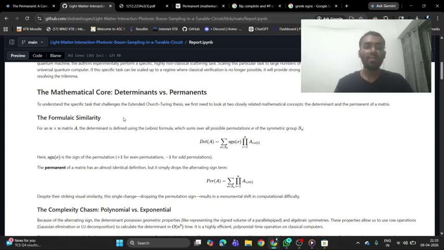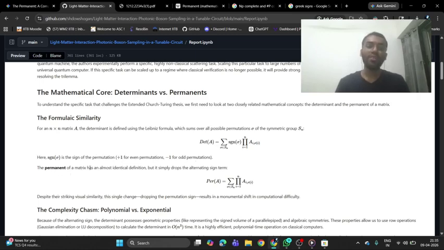For an n by n matrix A, the determinant is defined using the Leibniz formula, which sums over all the possible permutations of the symmetric group S of n, as you can see here. Here, the signum is the sign of the permutation, plus 1 for an even permutation and minus 1 for an odd permutation.